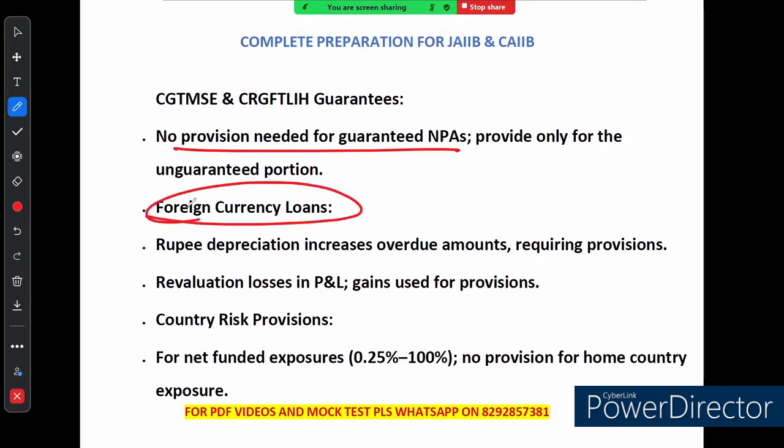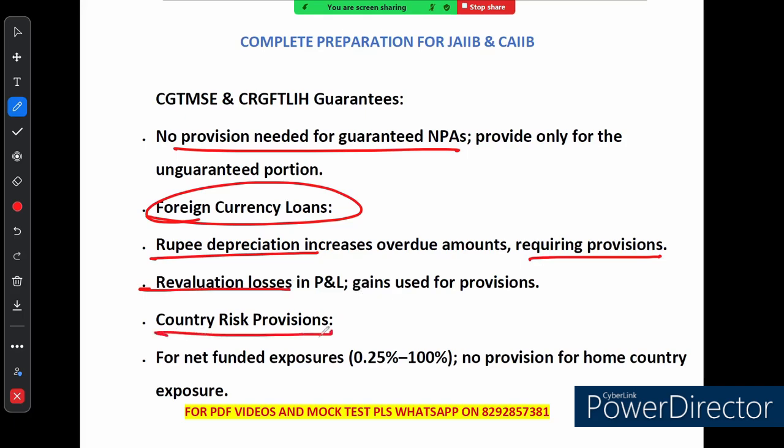When it comes to foreign currency loans, if the Indian rupee loses value, it increases the amount overdue on this loan, meaning banks need to set aside more provision, right? Suppose the rupee depreciates, then the required provisioning increases, right? And if they lose money from revaluation, it is recorded as a loss in their profit and loss statement, but any gain can be used to make provisioning.